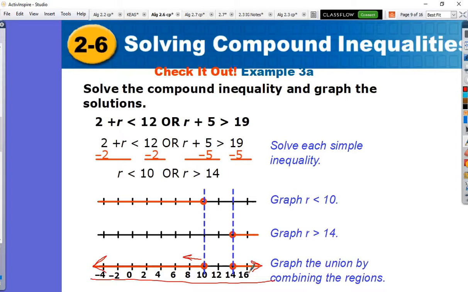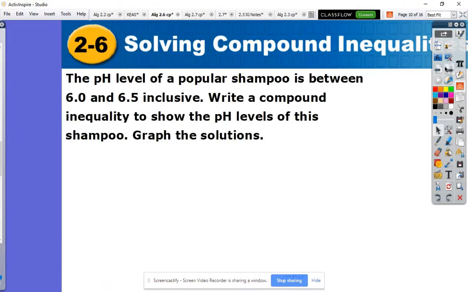Let's check out the word problems part of this. All right, if you are in my period 4, you're going to stop right there and start working on the assignment. Your lesson is done for today. If you are in periods 1 and 7, we're going to take a look at the word problems that go along with this. Period 4, you will be checking this out tomorrow.